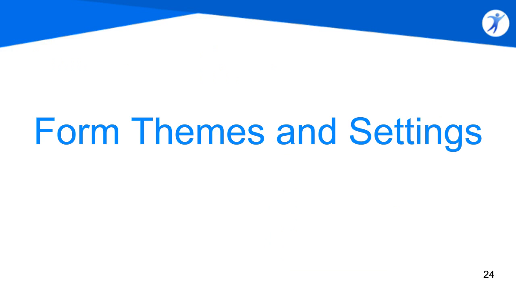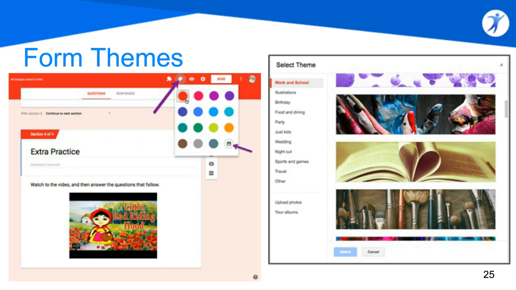So form themes and settings. This is where people can start to spend a lot of time having fun, changing up your form theme. So when you have added all of your questions, if you go up to the very, very top, it looks like an artist's paint palette. And if you click that, you can just change the color. Like before, in my form, it was just purple. So I changed it to red to go along with my little Red Riding Hood here.